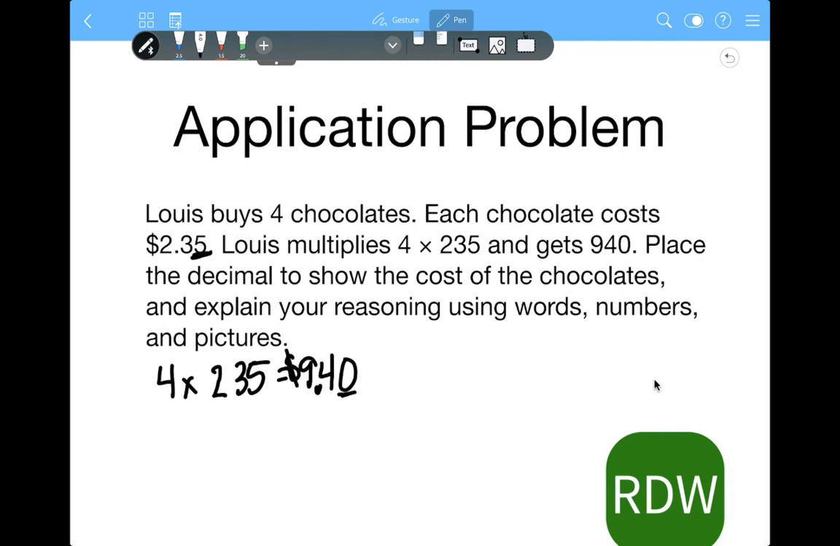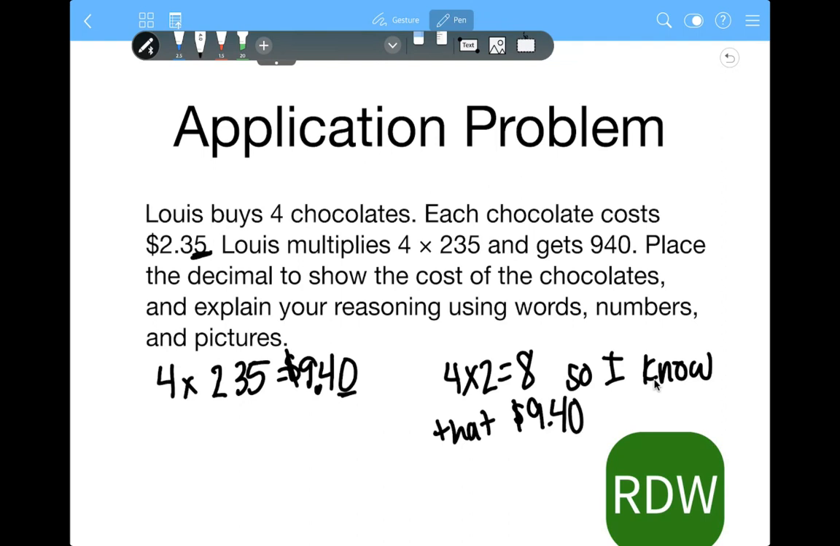And I can check to see if that's reasonable by multiplying 4 times 2. If I multiplied 4 times 2, it would equal 8. So I know that $9.40 is reasonable. It's close to what I got when I multiplied the whole numbers.